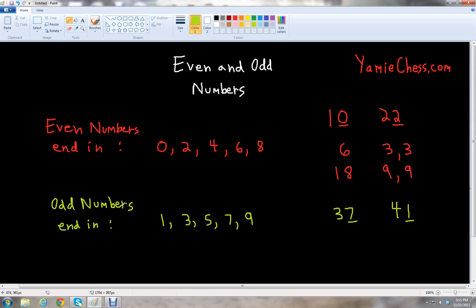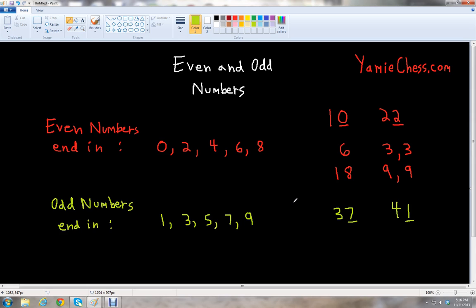Now the odd numbers are numbers that are not divided evenly into groups of 2. So they are numbers that end in 1, 3, 5, 7, and 9. And those numbers, 1, 3, 5, 7, and 9, are odd. So a couple examples of odd numbers are 37, because it ends in the number 7, and 41, because it ends in number 1. So those are even and odd numbers.